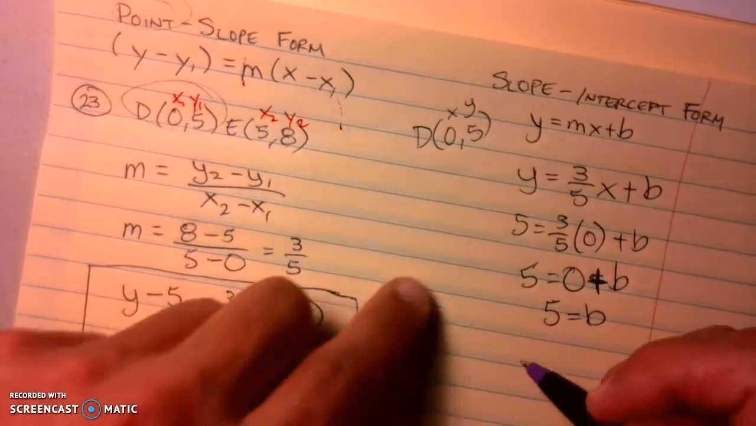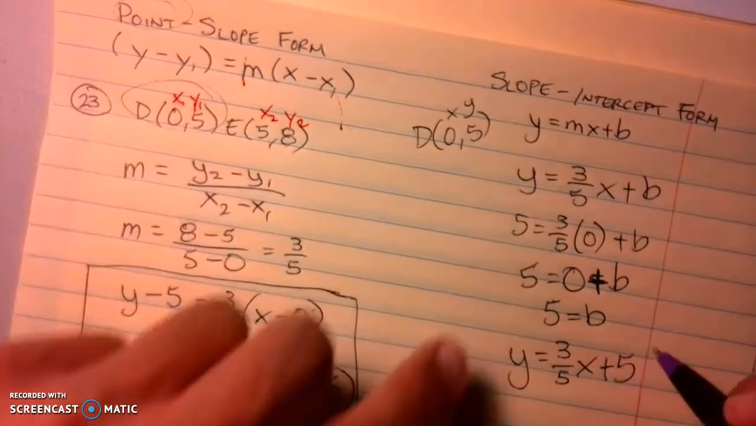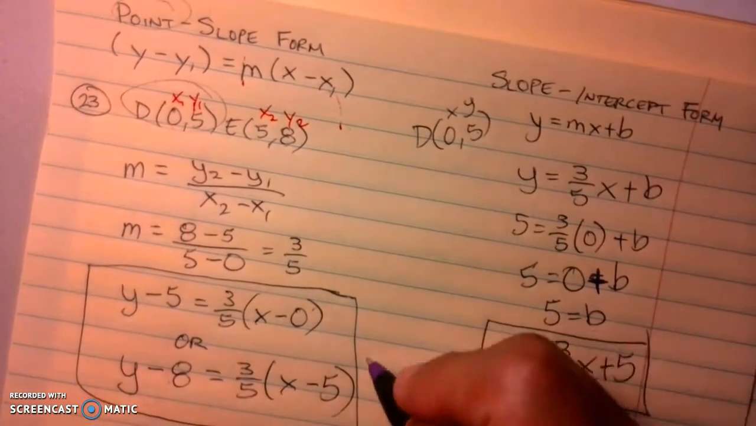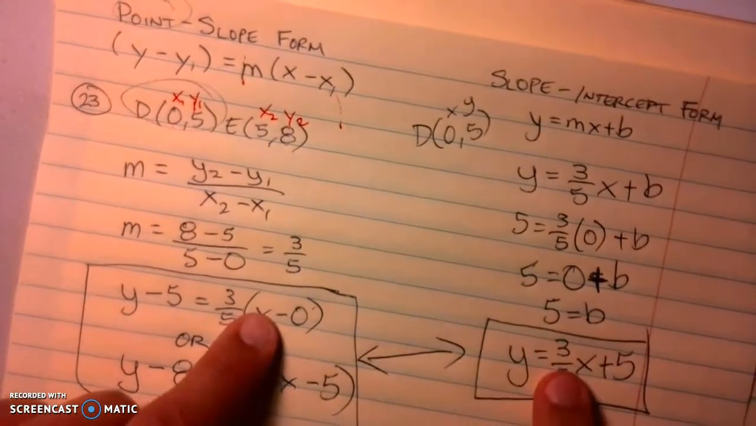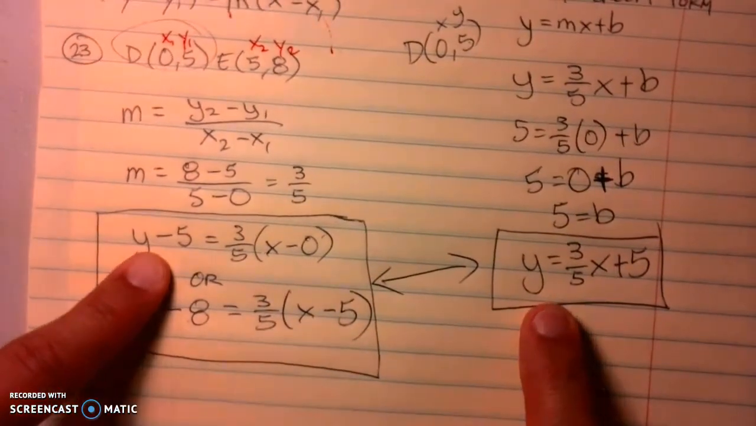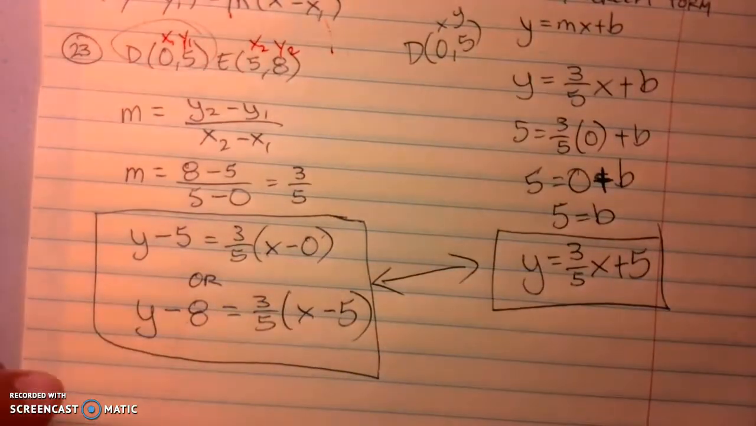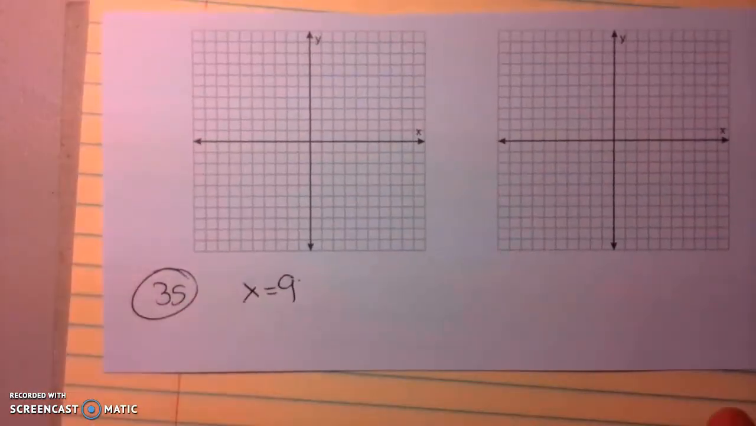Don't stop there. Go y is equal to 3/5 the slope, x plus 5, the y-intercept. Again, all 3 of these are the same exact thing. The slope-intercept form, the point-slope form, using either point D or point E, doesn't really matter, you'll get the same result. Okay, let's move on to number 35 here.